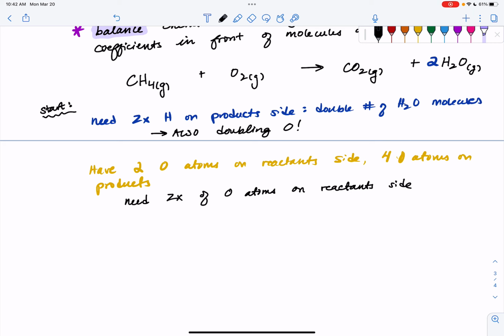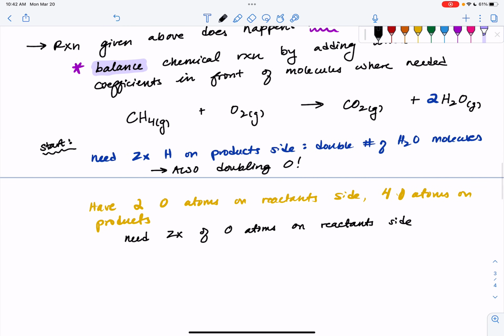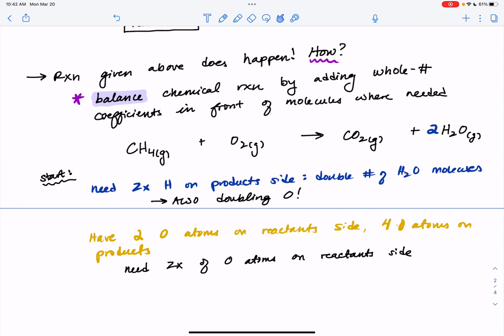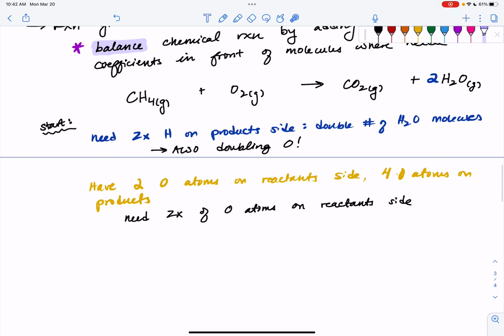on my reactant side. So looking at my reactant molecules, the only compound that contains oxygen is the oxygen gas, O2. And if I want to double the amount of oxygen atoms by balancing, I need to add a whole number coefficient in front of the molecule that contains oxygen. So I have 1, 2, 3, 4 oxygen atoms over here, 2 here on the reactant side. The only whole number coefficient that I can add that would double it is a 2.